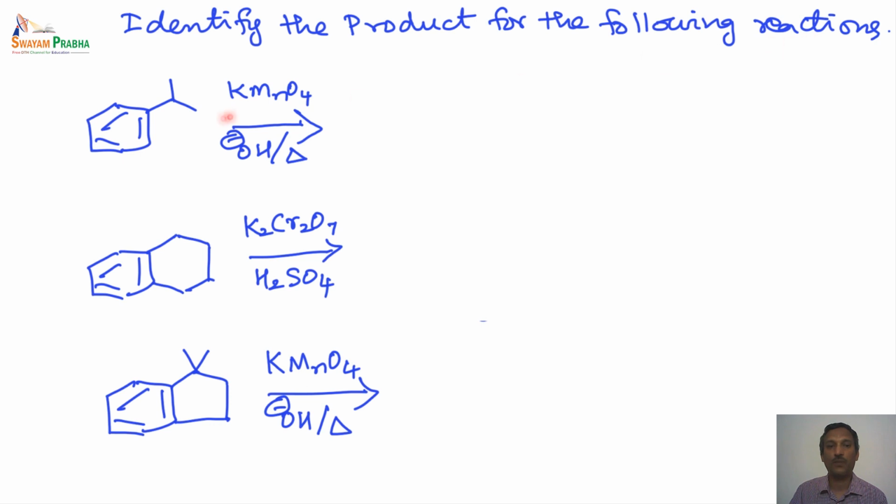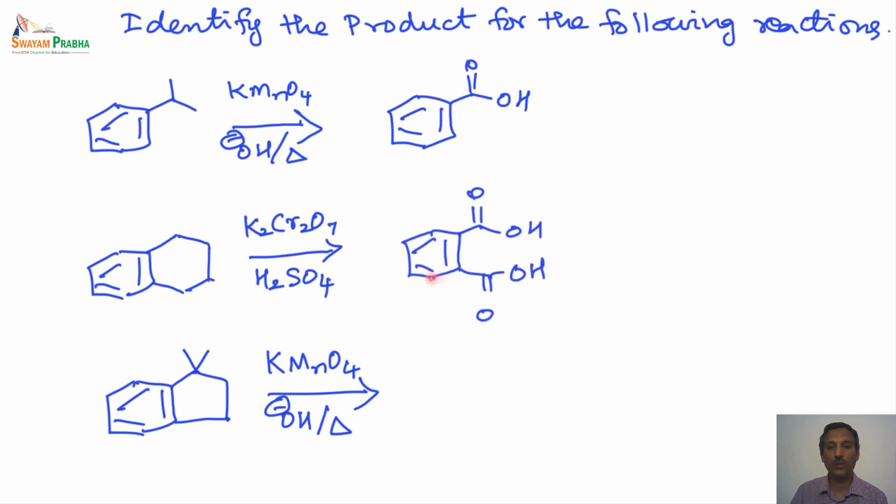Let us identify the product from the following reaction. This isopropyl benzene on treatment with KMnO4 in the presence of mild basic conditions and heating produces benzoic acid. And if we take this bicyclo derivative, this on oxidation produces a dicarboxylic acid. And if we take this tertiary carbon, when it undergoes oxidation only this benzylic bond is broken, so the tertiary butyl unit remains as it is and the carboxylic acid is formed.